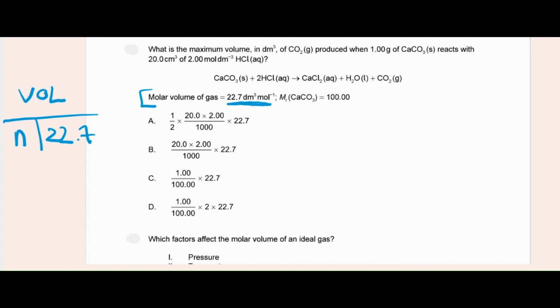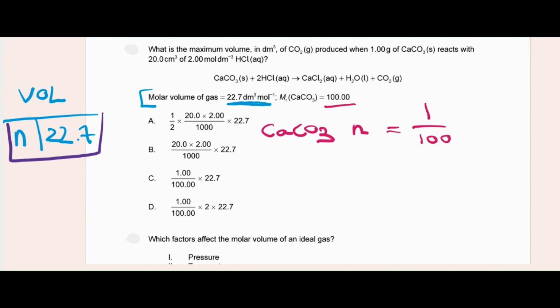Right, so we'll have to use that. Because we're working out volume, we know that we'll need to be timesing the moles by 22.7. But now what moles do we use? Moles of calcium carbonate or moles of hydrochloric acid? We use the one that's limiting us. So looking at CaCO3, moles of that will be mass over molar mass, which is given here. So that will be 0.01.